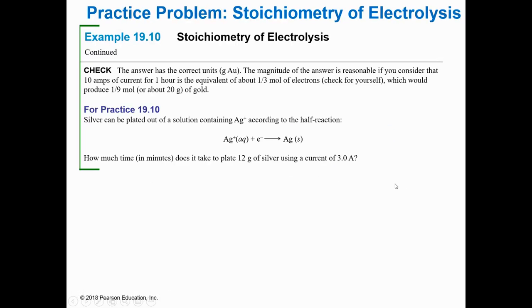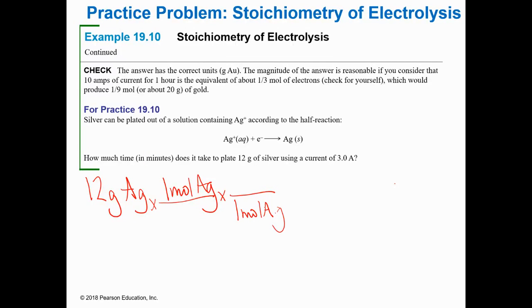Okay, you can also go the other direction, which is what this one did. Notice they gave us grams. So we've got 12 grams, and that's of Ag, so silver. There's 1 mole of silver. I'm going to have to get back up and get the periodic table. So in 1 mole of silver, there's 1 mole of electrons.